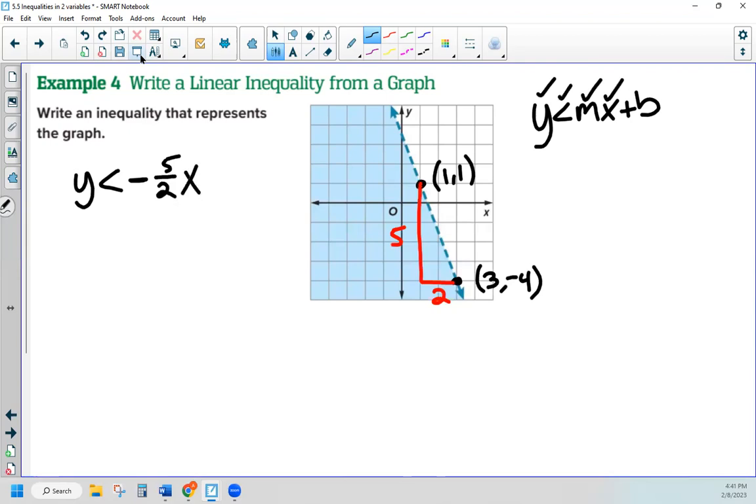And then lastly, I need to find the y-intercept. My y-intercept is located in my y-axis where my line crosses the y-axis, which is right there. Now, this looks like it's very close to 5.5. I'm sorry, not 5.5. 1, 2, 3.5.